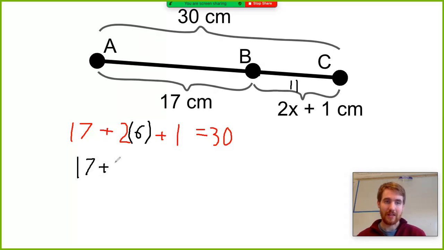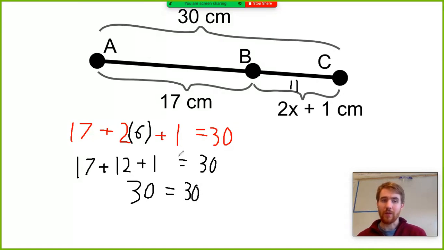17 plus 2 times 6 is 12. We do the multiplication first. Plus 1 equals what? It should be equal to 30. Add them up, and it does equal 30, which means that x has to be 6.